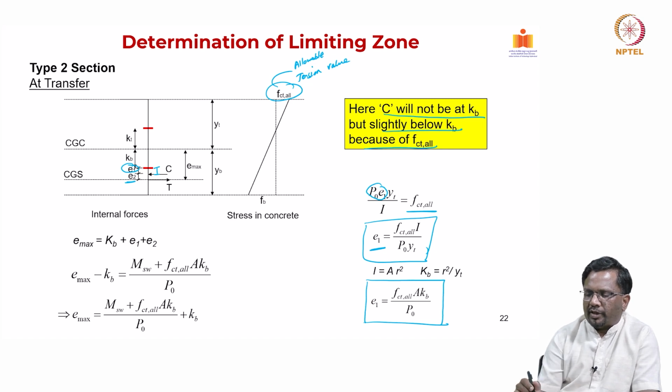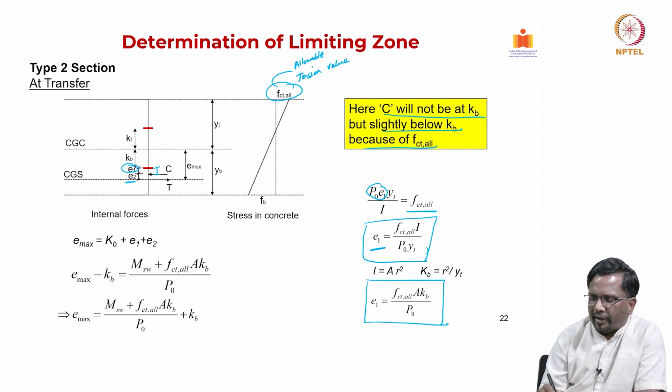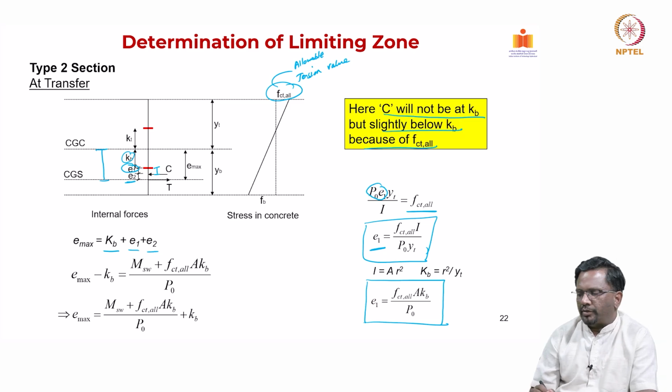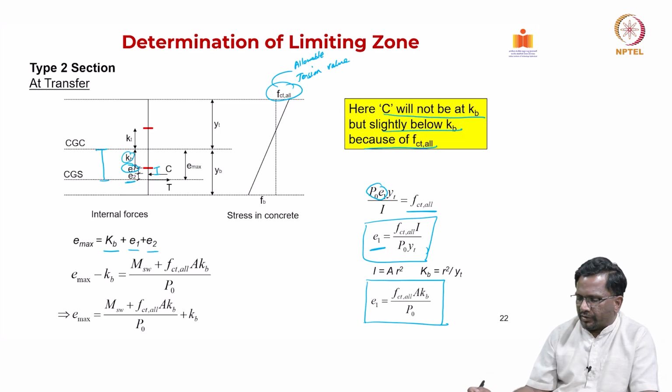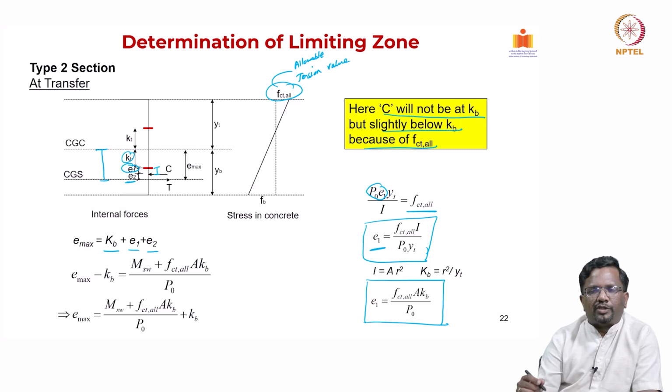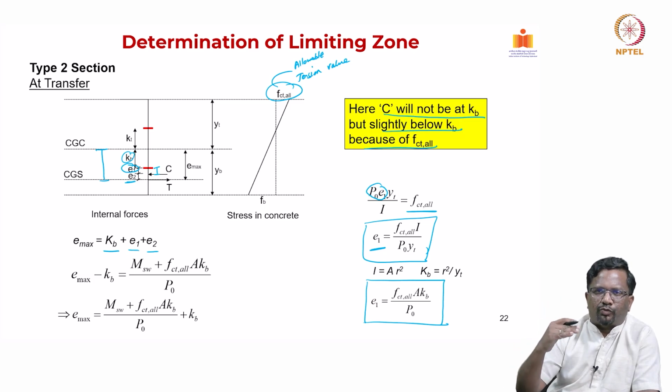And you can see here the maximum eccentricity is KB, this distance, where we are measuring from here to here. What are the things that are there? KB plus E1 plus E2. Now we found an expression for E1, which is this. What is the expression for E2? What is it causing? It is causing the C to move from T.